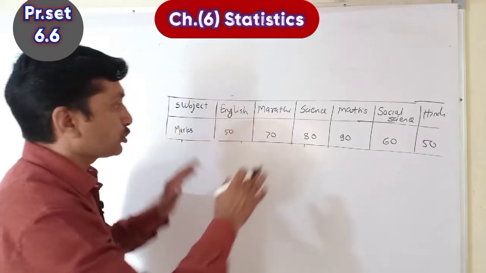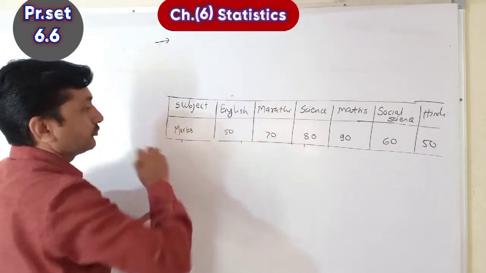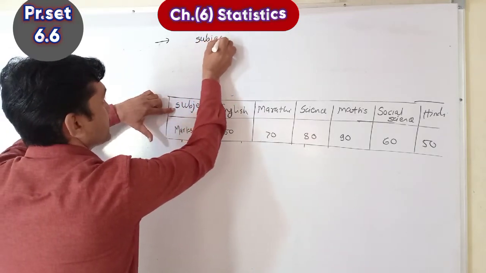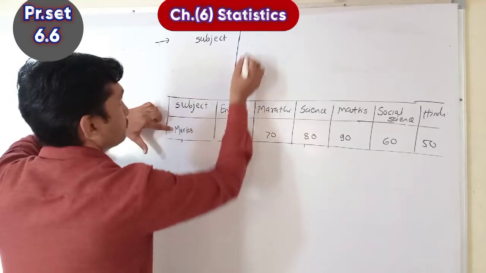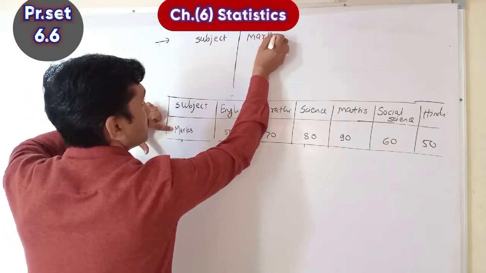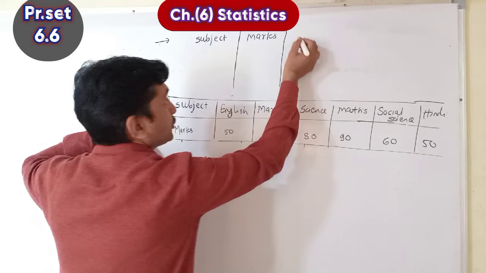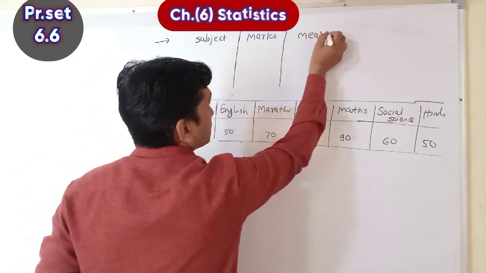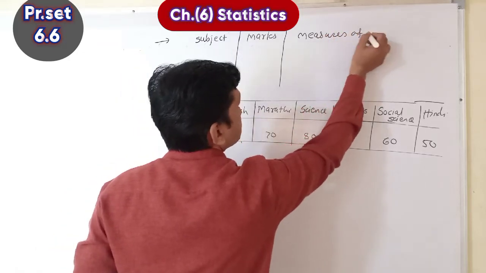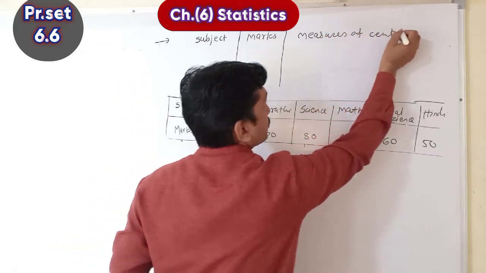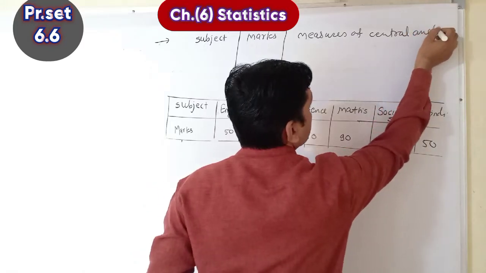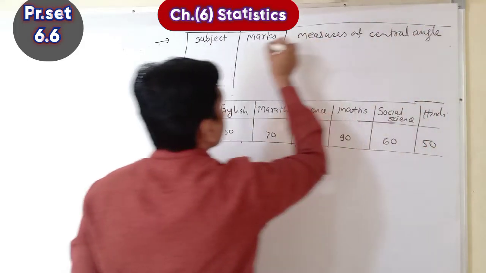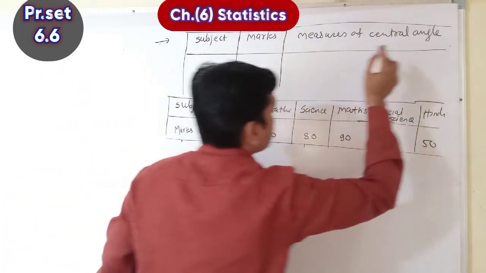Friends, in solution we have to draw the same table but vertically. Now here first column is of subject, second column is of marks, third column will be of that we are going to add by ourselves, that is of measures of central angle. That is very important. Measures of central angle. In this way you first prepare a table of 3 columns. Okay, then only we can continue.